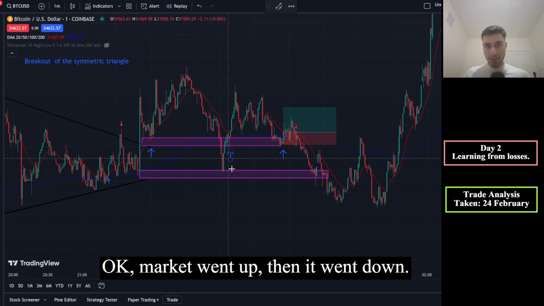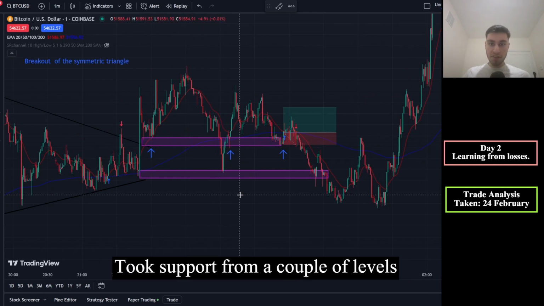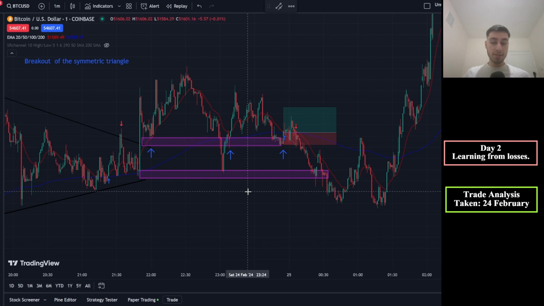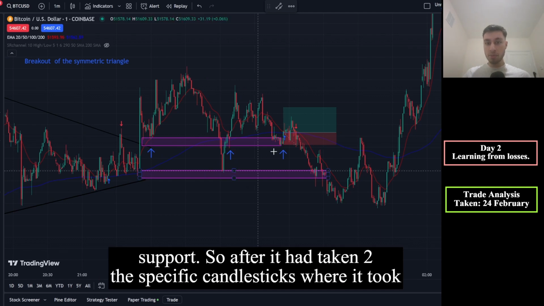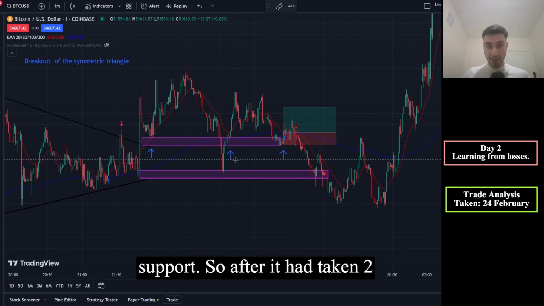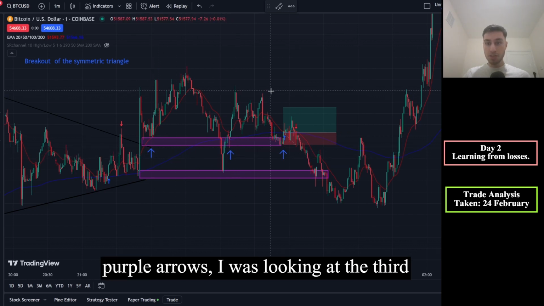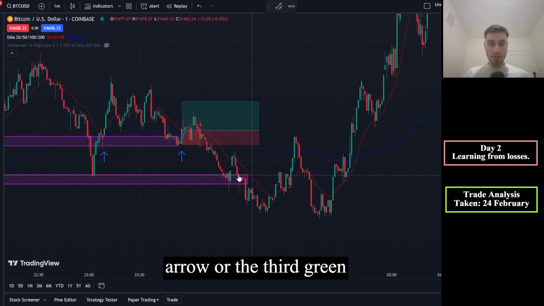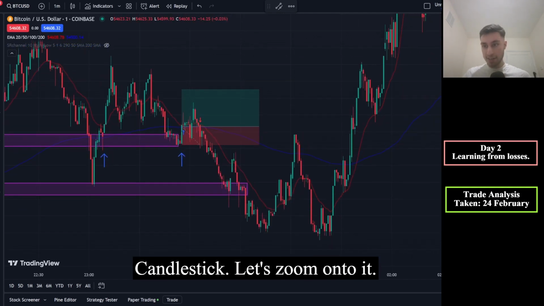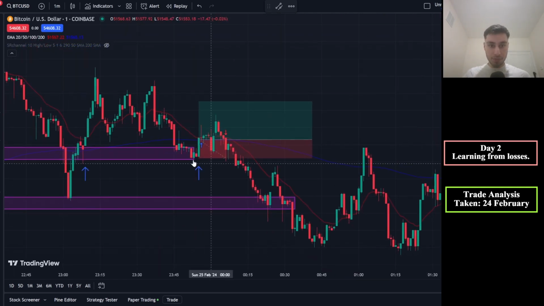Okay, market went up, then it went down, took support from a couple of levels, which I've marked. I've also marked the specific candlesticks where it took support. So after it had taken two supports at the two purple arrows, I was looking at the third arrow or the third green candlestick. Let's zoom on to it.